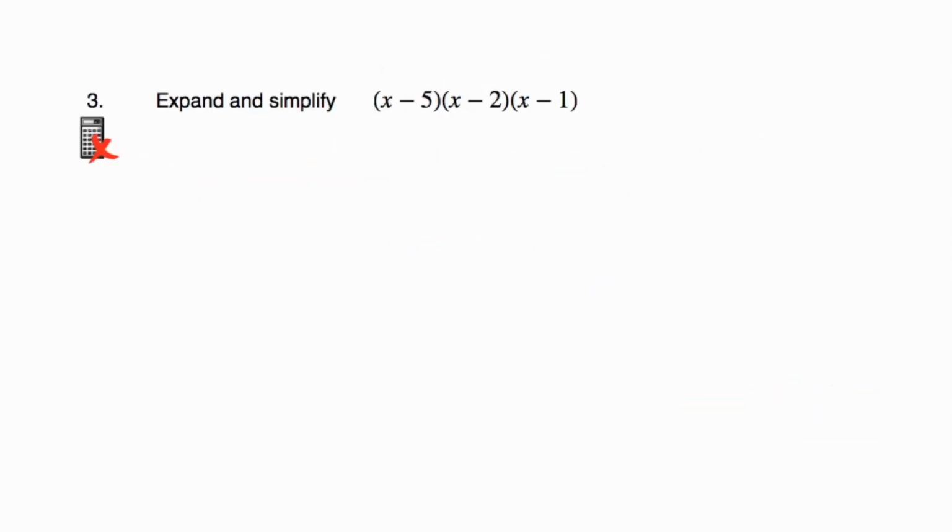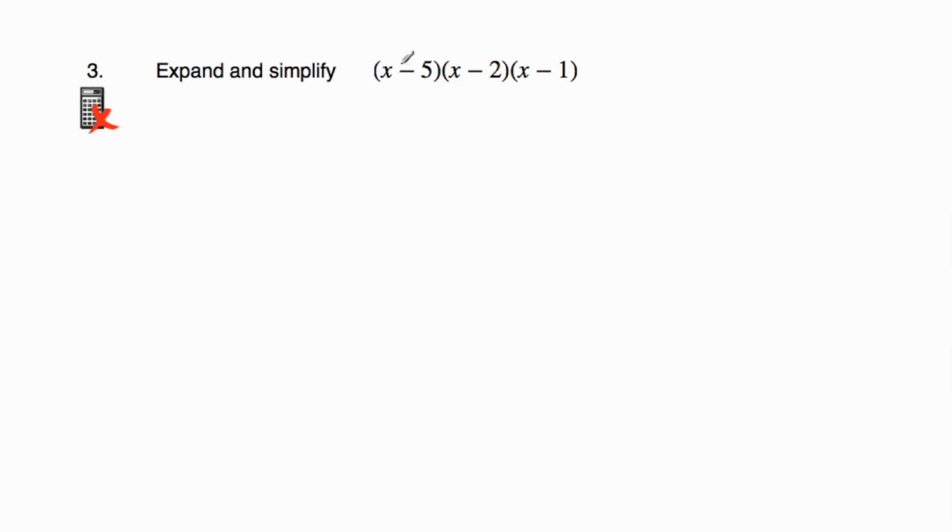Okay, let's have a look at question number 3. So question number 3, we've been asked to expand and simplify x minus 5, brackets, x minus 2, brackets, x minus 1. So let's expand our first pair of brackets. So that's going to be x minus 5, bracket, x minus 2. So let's expand those and see what we get.